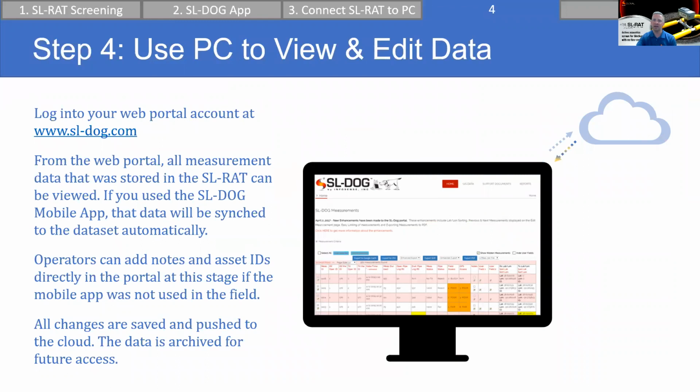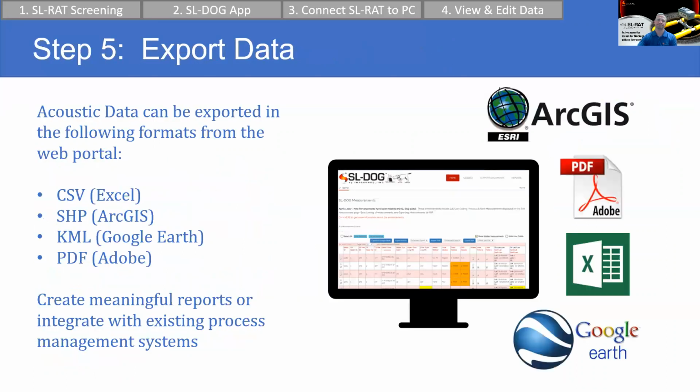The data is now archived, backed up, and secured using the latest cloud computing technology. The next step in this process is to quality check the measurement data to ensure the operators are conducting tests correctly. You can enter manhole IDs, segment IDs, or field notes directly from here as well in the web portal. Finally, once you have QC'd, edited, and enhanced the data, you can proceed to the next step, exporting your data.